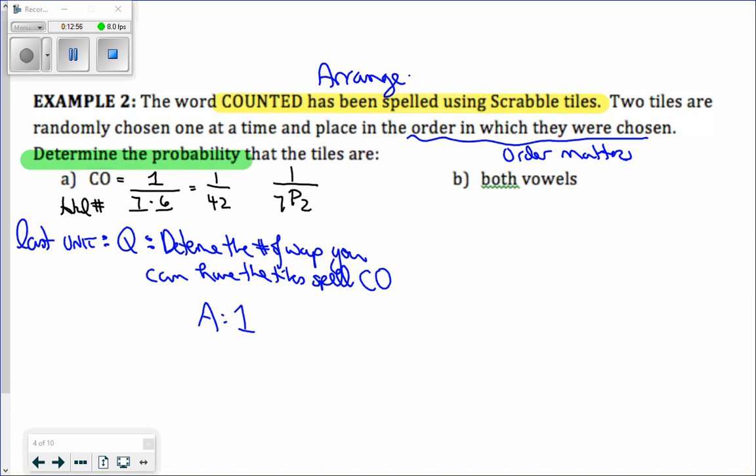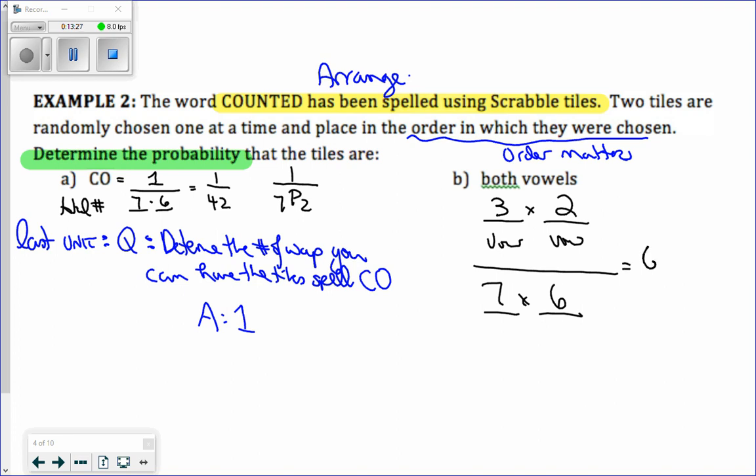What if they're both vowels? So, vowel, vowel. How many vowels do you have to pick from? 3. So you've got 3 choices for the first vowel. How many choices do you have for the next vowel? 2. Over 7 times 6, anything. So it's 6 over 42, which reduces down to 1 over 7.